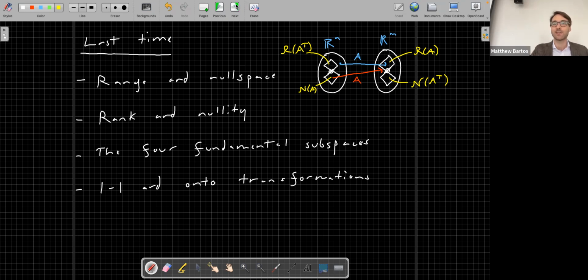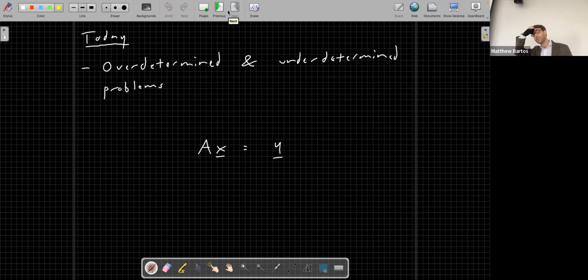Today, we're going to take these concepts and extend them a little bit. We're going to look at an extremely important and extremely general problem that you will encounter in engineering at some point, if you haven't already. We're going to be looking at equations of the form AX equals Y. This is the fundamental linear system of equations.